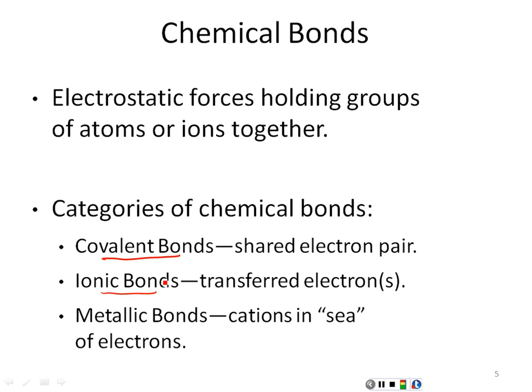And finally, we have metallic bonds, which are a little bit different, a little bit hard to think about, but basically it's cations of the metal in a sea of electrons. And towards the end of class today, we'll talk a little bit about metallic bonds.